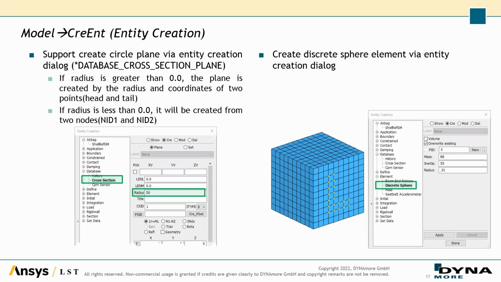Another news for the create entity interface is that LS-PrePost supports creating circle planes via the entity creation dialog, and now they have a radius input option. So you can create these database cross sections. This is interesting if you have to define a cross section for a pre-stressed solid bolt or a solid screw, because for pre-stress you have to use the initial stress section keyword card, and therefore you need a database cross-section plane.